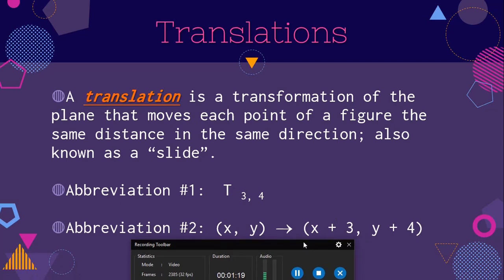If you studied these transformations in grade 8, you might have seen abbreviation number 2. We take whatever point we're provided generically as x, y, and it maps itself. In this case, we're saying add 3 to x and add 4 to y. And really, that's what we're doing when we come up with our new ordered pairs. We're adding and subtracting to find its new location.